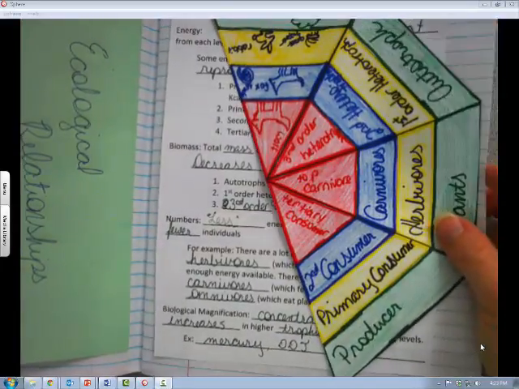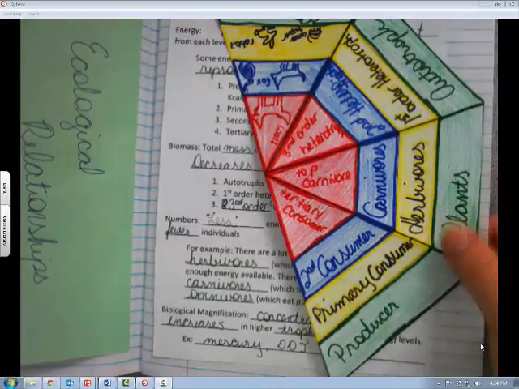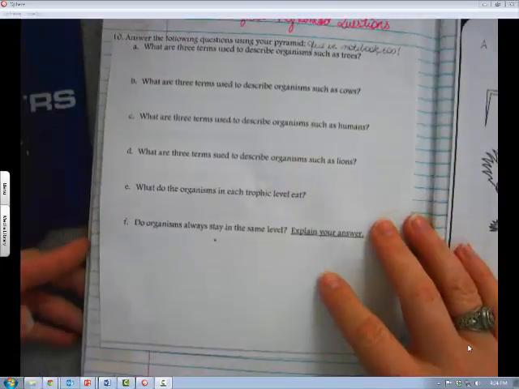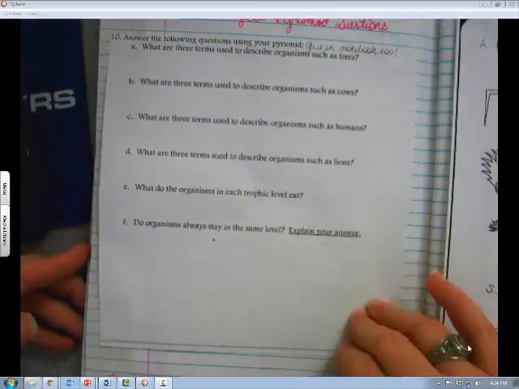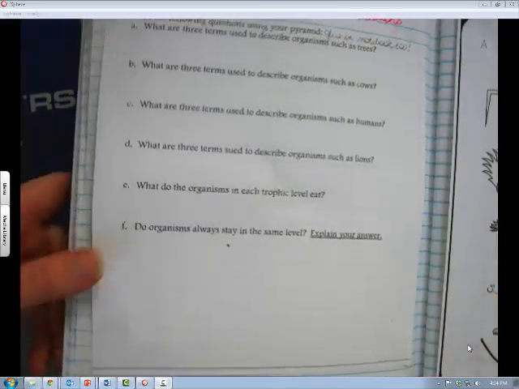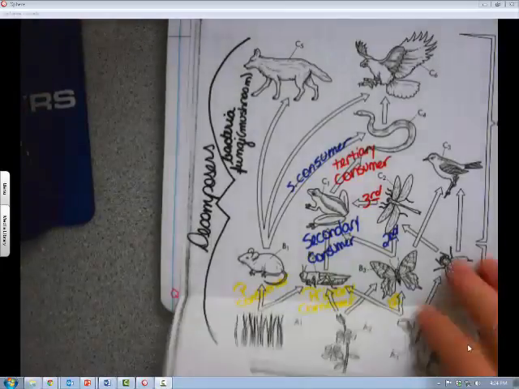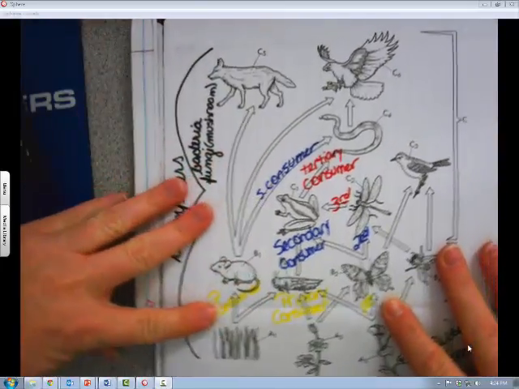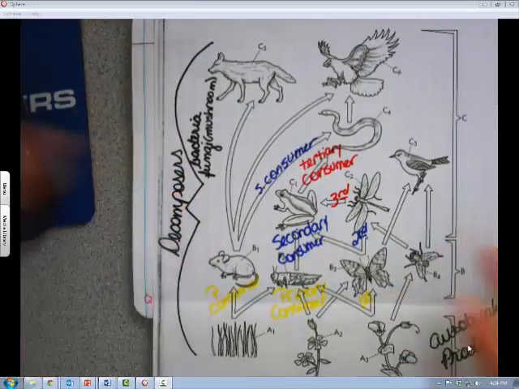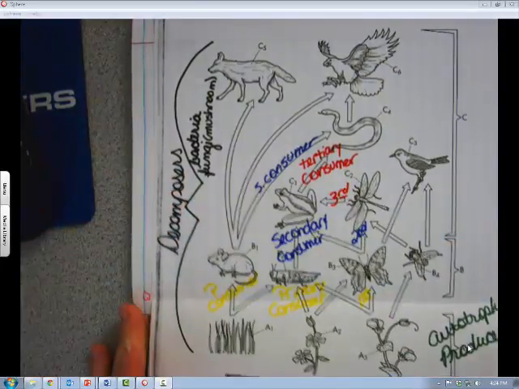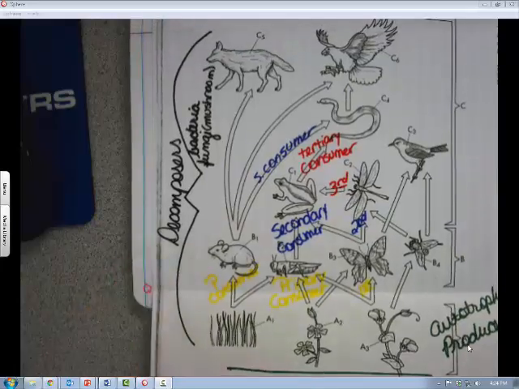Now, that was our ecological pyramid, and we have it in our notebook. Then on the next page, you answered your questions. Make sure you answered those questions. Then we're going to talk about our food webs, which go along with this. You already watched a video over food webs, so we're not going to spend too much time talking about food chains and food webs and what everything is showing, okay?